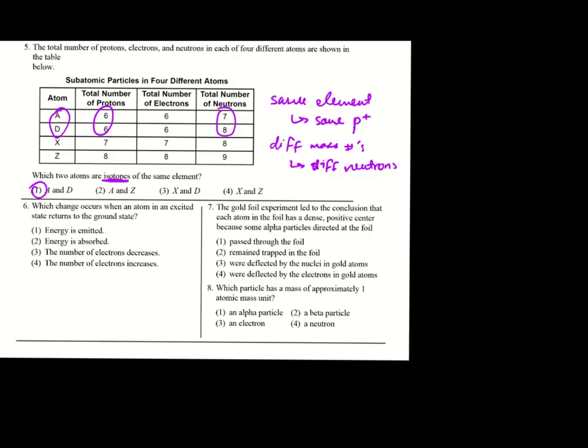Number 6. Which change occurs when an atom in an excited state returns to the ground state? Going from ground to excited is from low to high. An electron has to absorb energy to go up to a higher state, to become excited. But when you go from excited back down to ground, you have to release that energy.